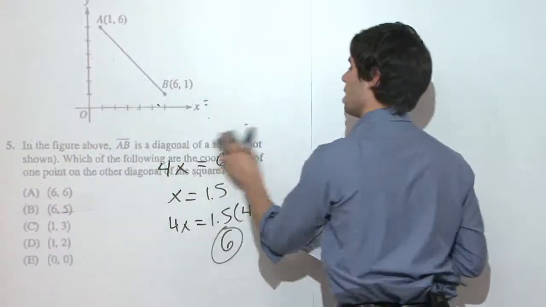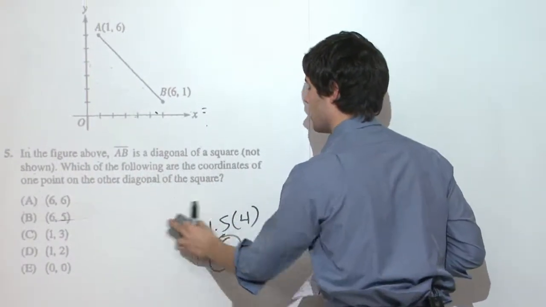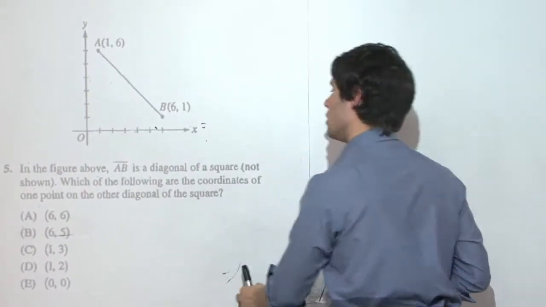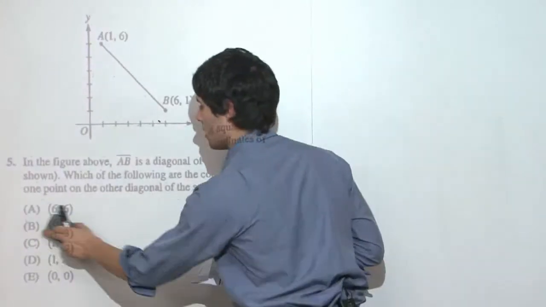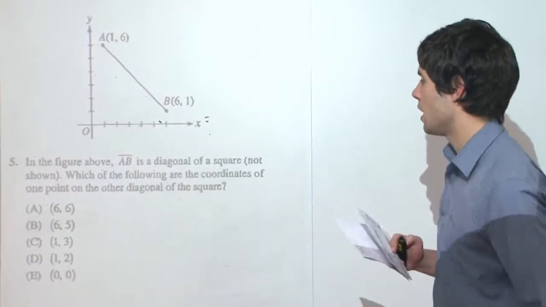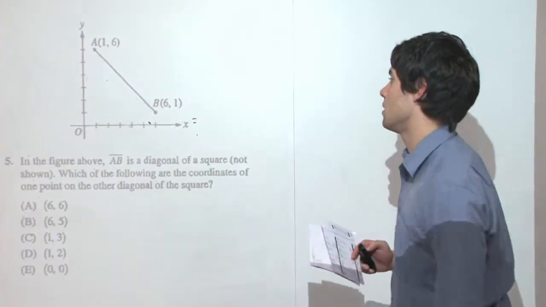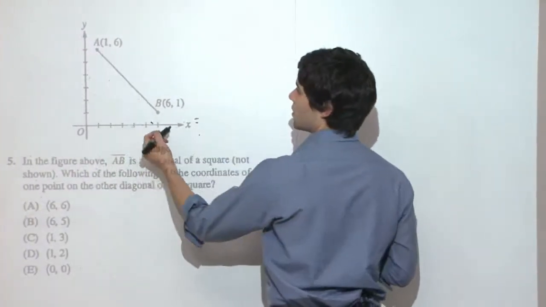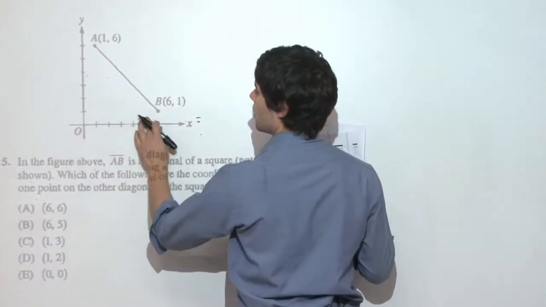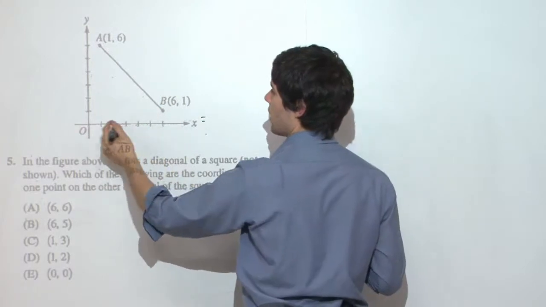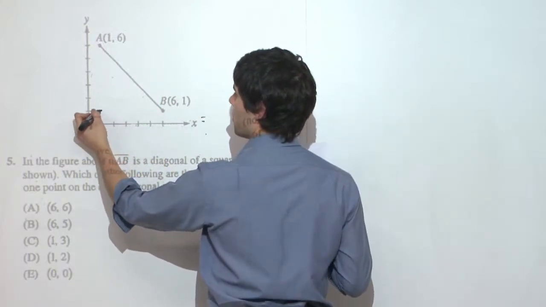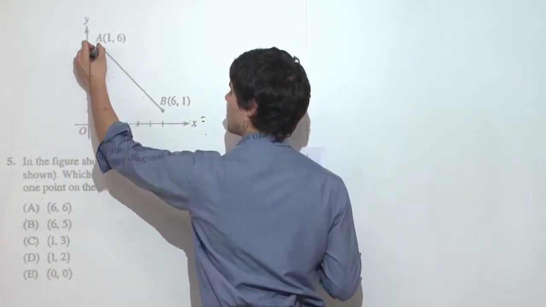In the figure above, AB is the diagonal of a square. The square is not shown. Which of the following are the coordinates of one point on the other diagonal of the square? So we know that this is intersecting a square, which means that if this goes 1 to 6, it is going down 5, so we know we are going down 5.